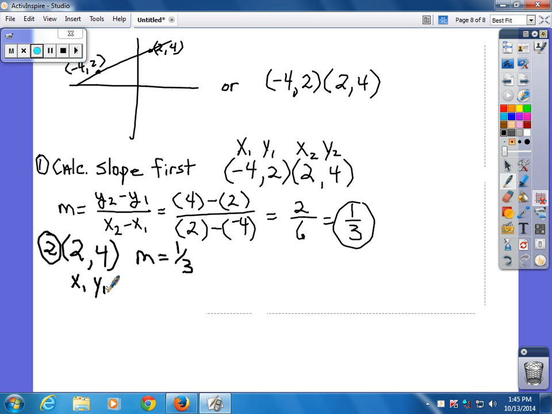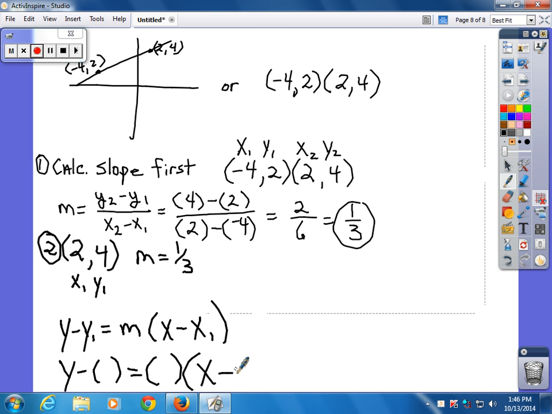What's the point slope equation? y minus y sub 1 is equal to m times x minus x sub 1. So we're going to plug in: y minus parentheses equals parentheses times x minus parentheses. And what goes in the y sub 1 spot? What goes in the m spot? 1/3. And what goes in the x spot? -8, 2. And now we're just going to solve.